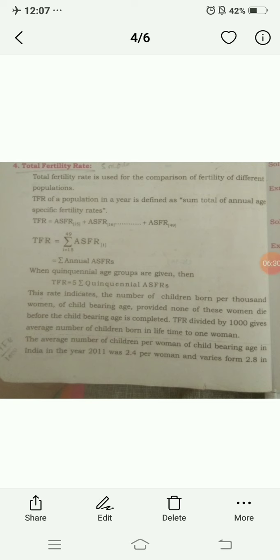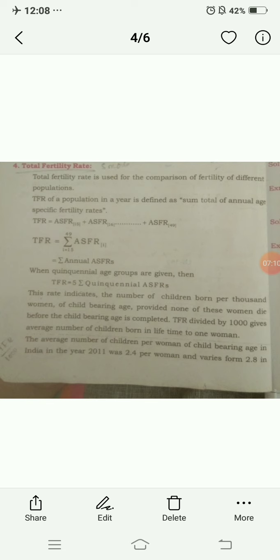Also, another formula we are using for finding the TFR is TFR equals Σ annual ASFR. It is used when, in a year, all the age groups are in the same, constant ages between 15 to 49. It just takes into consideration the age specific fertility rates of the whole year, adds them all, and you get the TFR. It's very simple.